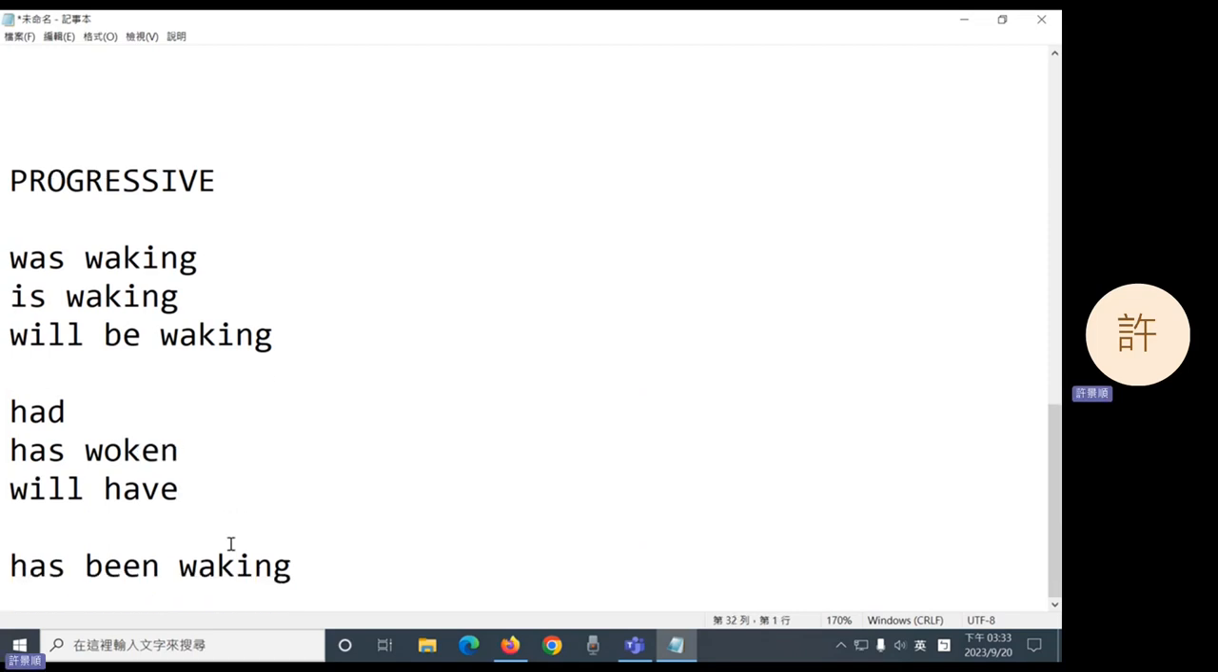For perfect progressive, same thing. The first word tells you it's the present. The second word tells you it is a perfect. And the next word tells you it is a progressive. So it's present, perfect, progressive. The concept is in the name.